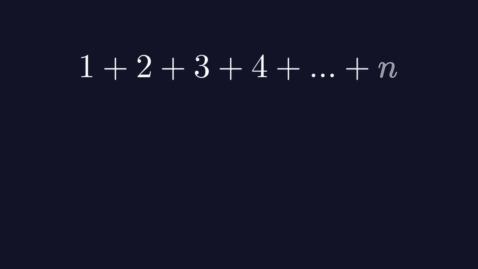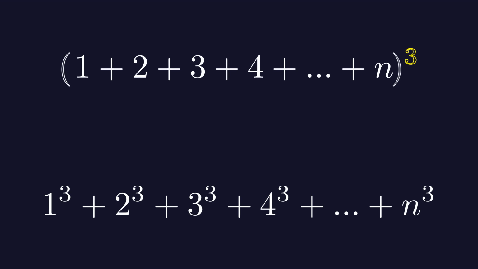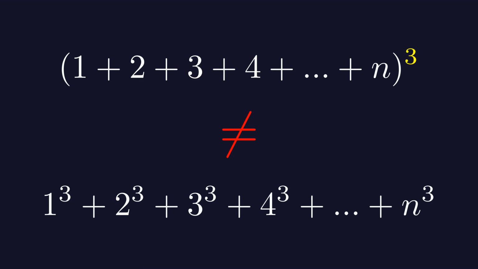Let's say that we have to add natural numbers from 1 to n. What if we had to do the same for the cubes of those numbers? We can raise the first sum to the power of 3, but it will not be equal to the sum of cubes. It doesn't work like that. But we can raise the first sum to the power of 2, and now they are equal.